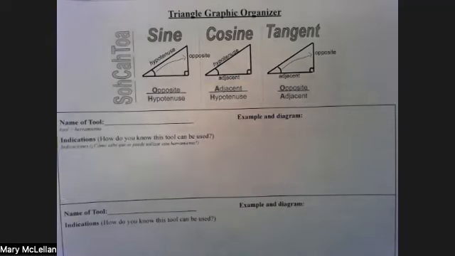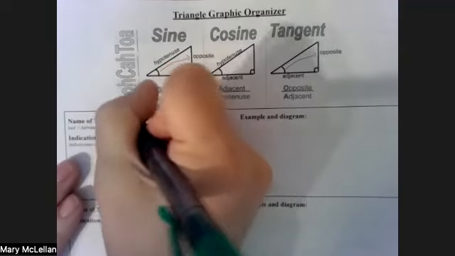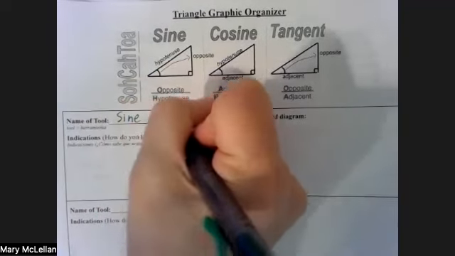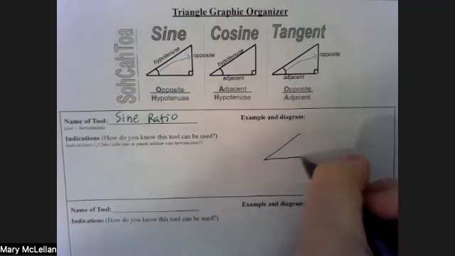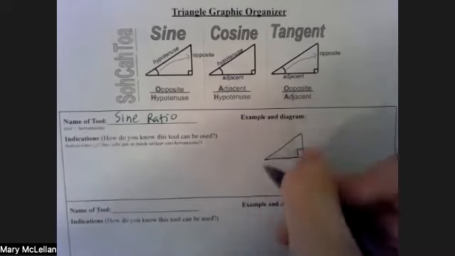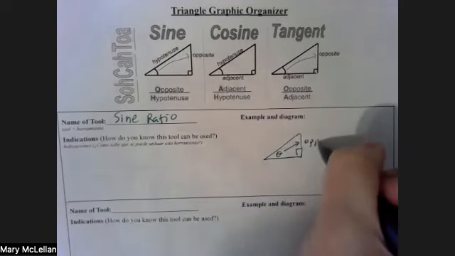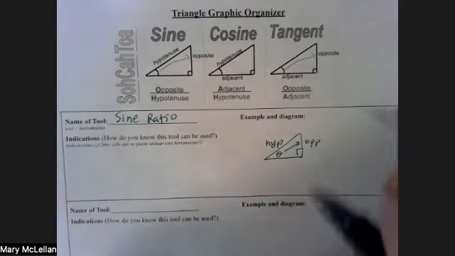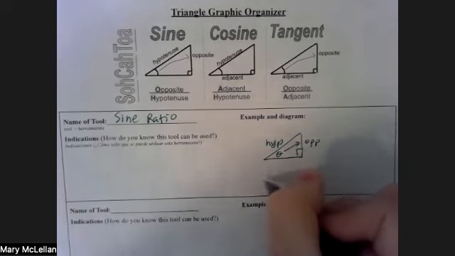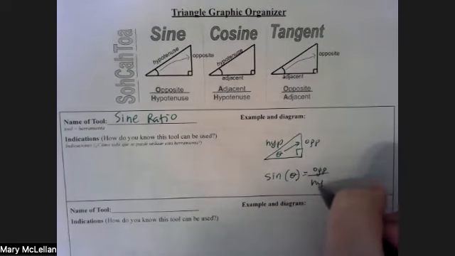So we've got 4 tools that we've either talked about or used today. The first one that I'm going to write is about the sine ratio. So sine ratio. And let's do a little diagram of what it looks like to use it. So the sine ratio deals with, if you're given an angle in a right triangle, the opposite over the hypotenuse. Sine of the angle equals opposite over hypotenuse.